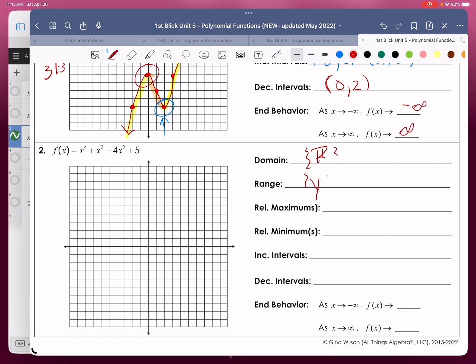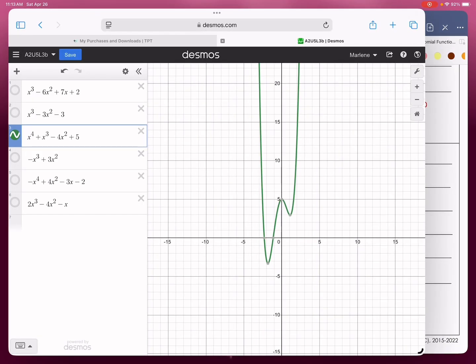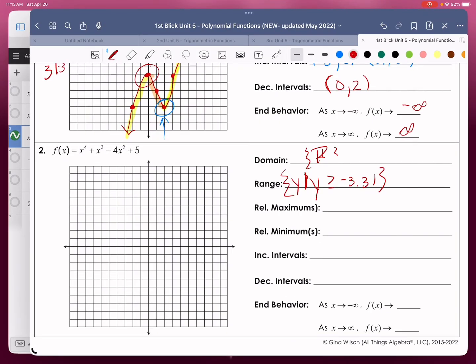y is greater than or equal to -3.31, and let's put it in proper format: y such that y is greater than or equal to -3.31. Where did I get that number? Well, I tapped right here, and then I rounded off that 3.309 to 3.31. So there's no magic. I'm just using Desmos.